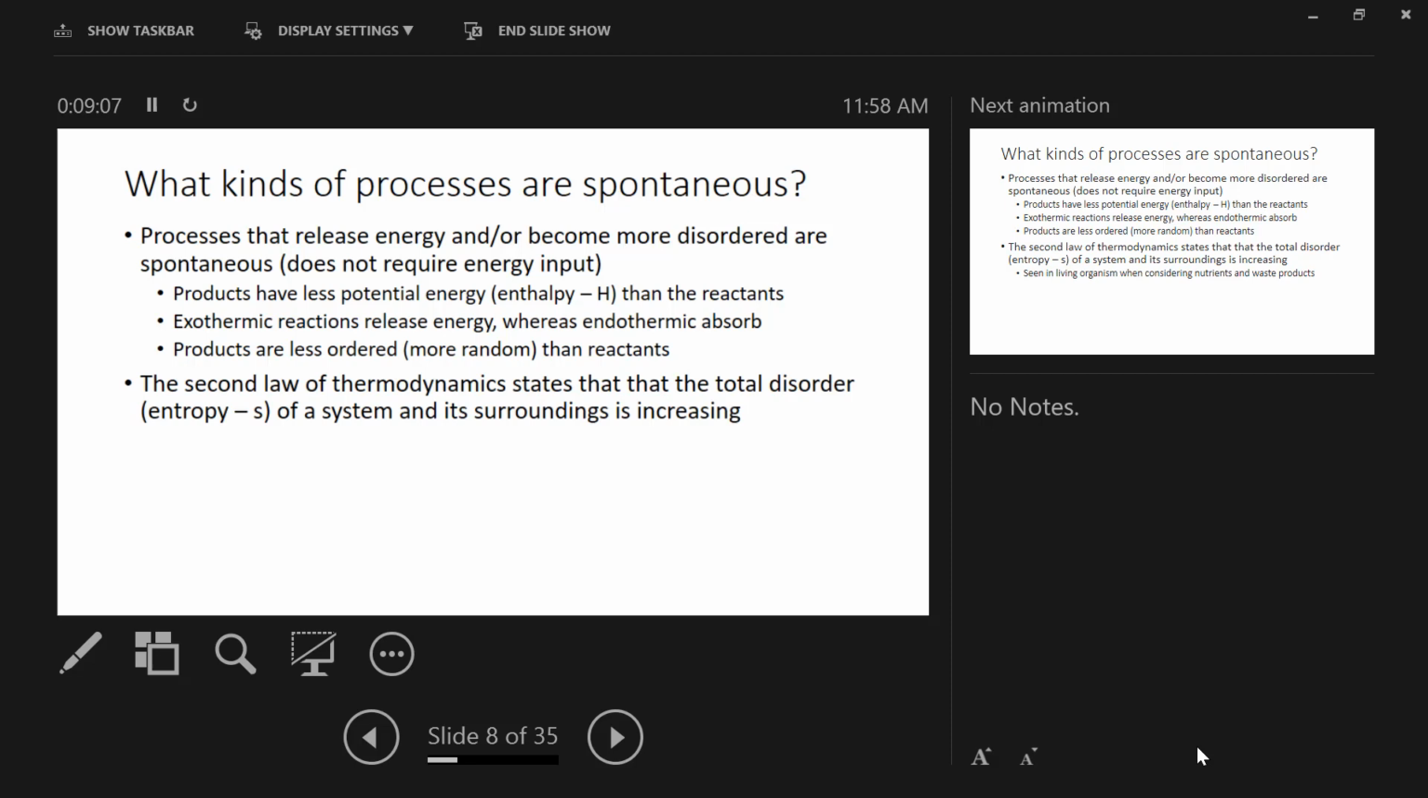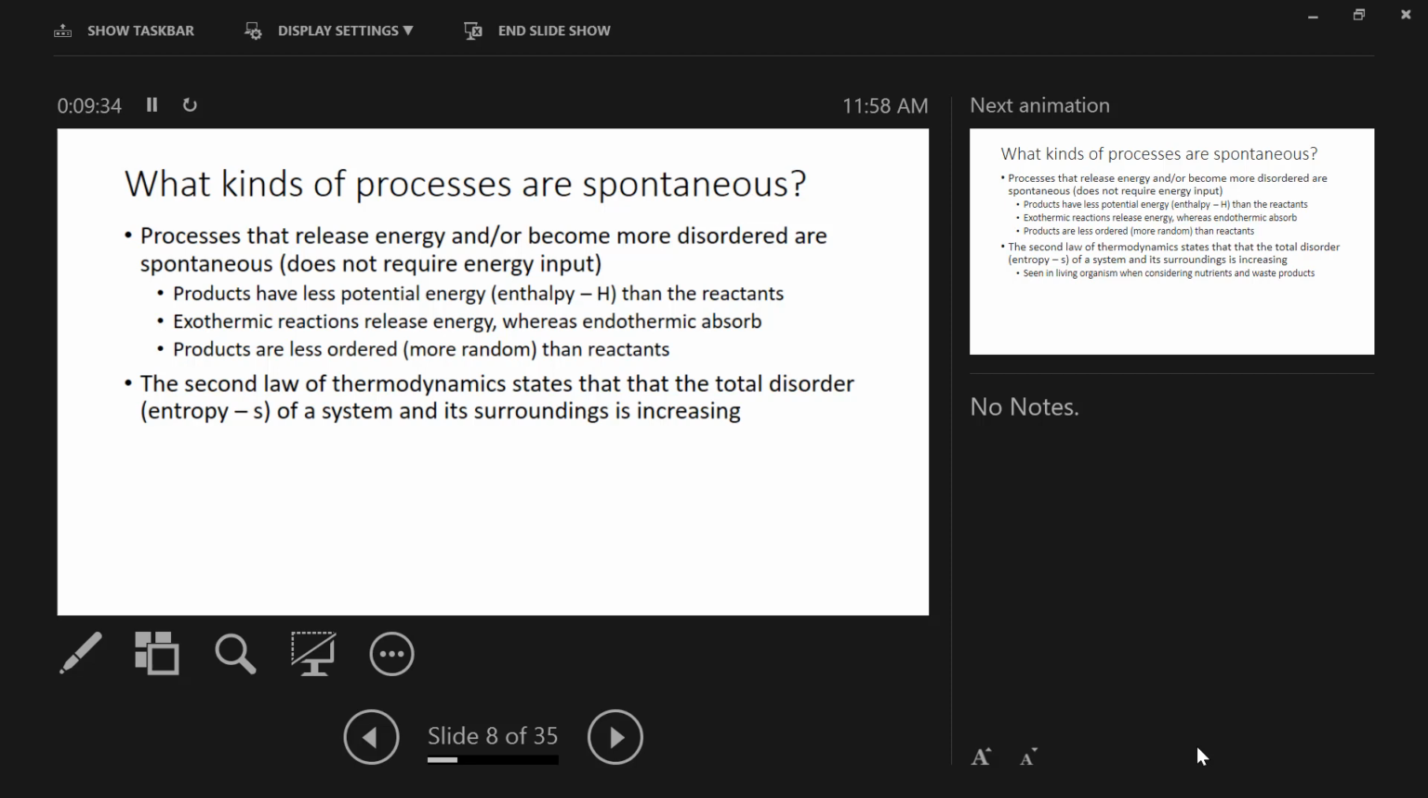All right. The second law of thermodynamics states that the total disorder of the universe is always increasing. That the disorder of the universe is increasing. The second law of thermodynamics, notice, does not say that you cannot increase the order of a system. Okay? It does not say that. It just says that the disorder of the universe is increasing.